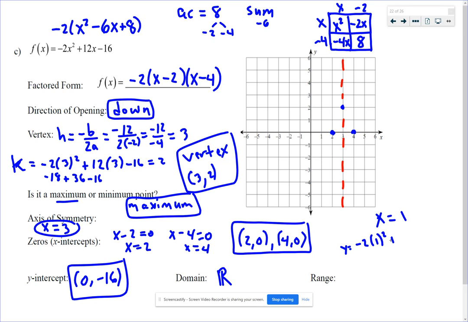So let's put it in the standard. Negative 2 times 1 squared plus 12 times 1, take away 16. So that's going to be 1 squared is 1 times negative 2. Negative 2 plus 12 is 10. Take away 16 is negative 6. Right? Y equals negative 6 when x equals 1. So we're going to plot the point 1, negative 6. Which is going to be right here. If we were to substitute in x equal 5, we should also find a negative 6, right?